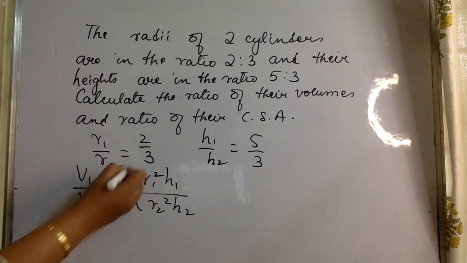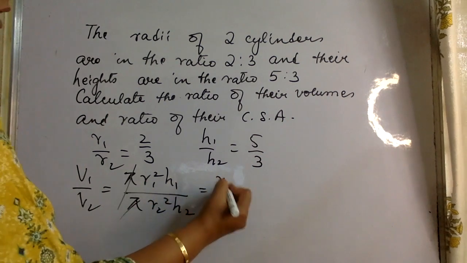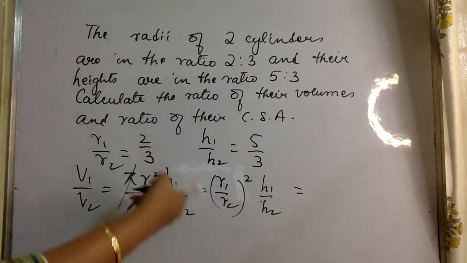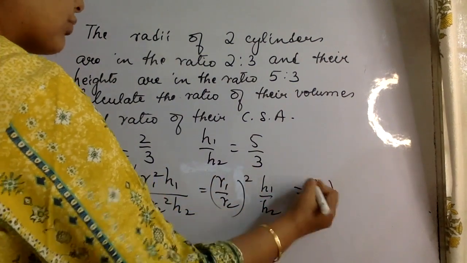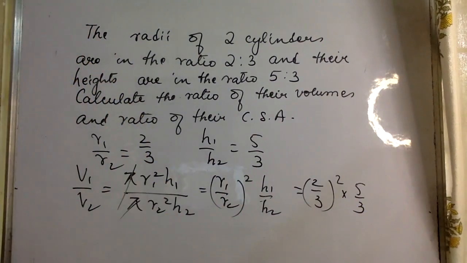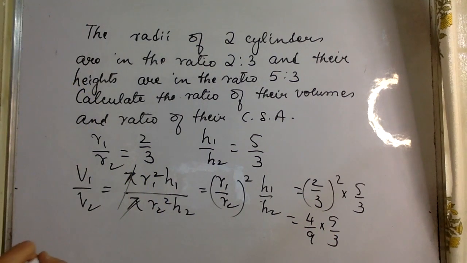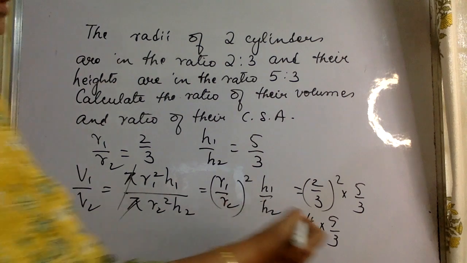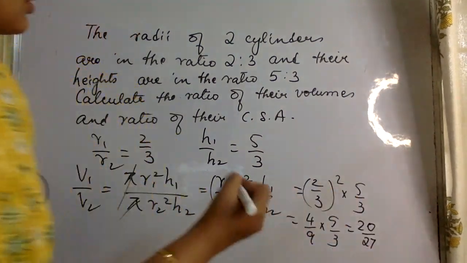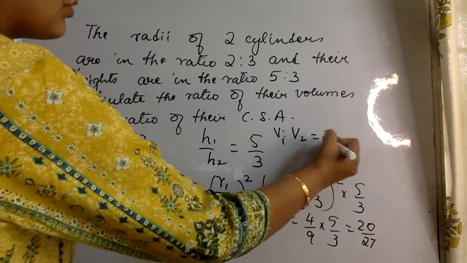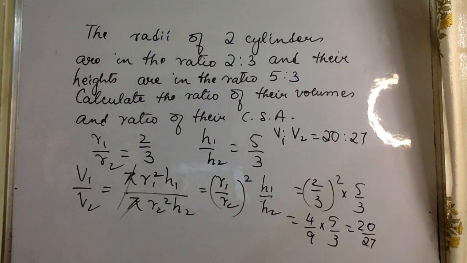Okay, so when we do this, we can cancel out the pi's easily, and then we have something like this, and H1 by H2. Now R1 by R2 square, I can write as 2 by 3 square into 5 by 3. So that becomes 4 by 9 into 5 by 3. Nothing is cancelling, so I have to write 20 by 27. So V1 is to V2 is equal to 20 is to 27. That is my first answer.